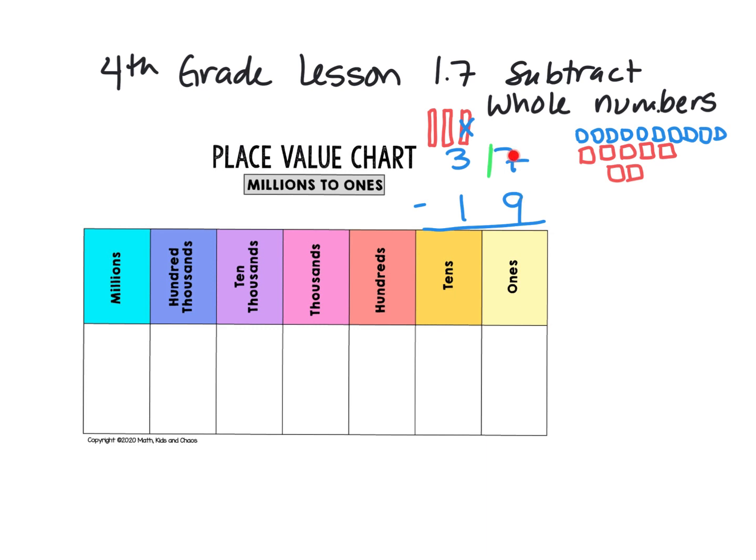So I can start at 9 and count up to 17 to find the difference between them. Or I can just take 9 away from here, if that makes you feel better. 1, 2, 3, 4, 5, 6, 7, 8, 9. And this is how much I have left. You can count them: 1, 2, 3, 4, 5, 6, 7, 8.